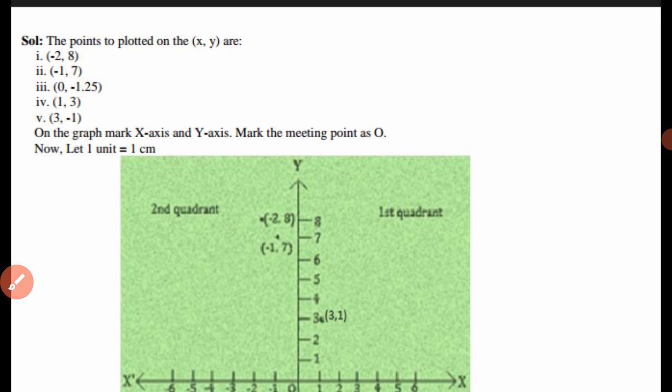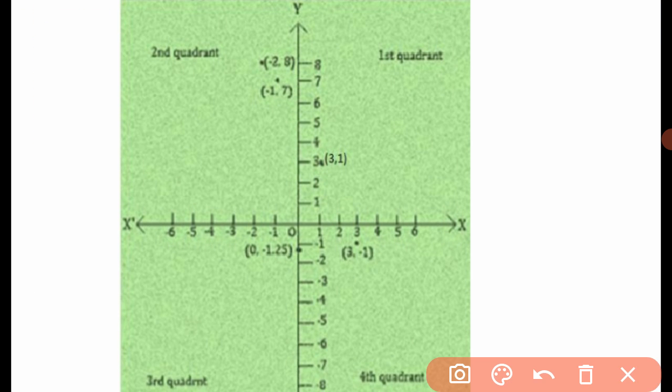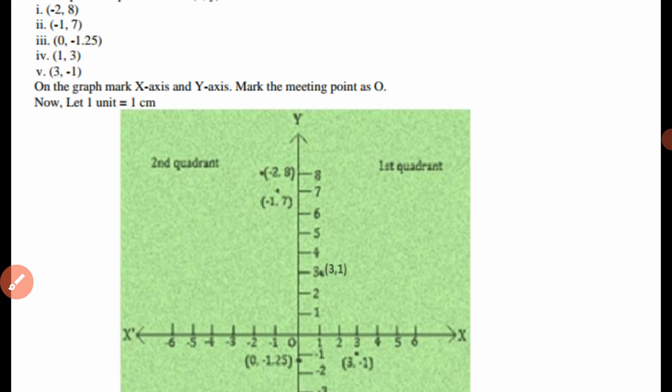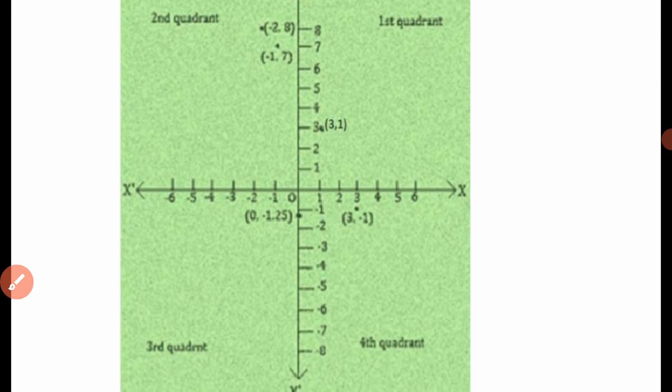Now after this, (1, 3) will lie on this point. Now after this, (3, -1) lies on this point. In this way you have to represent these points.